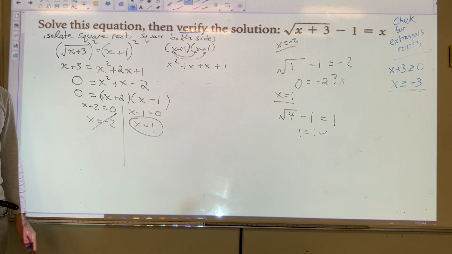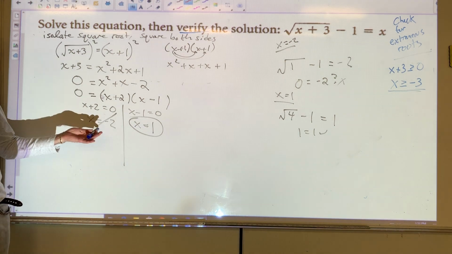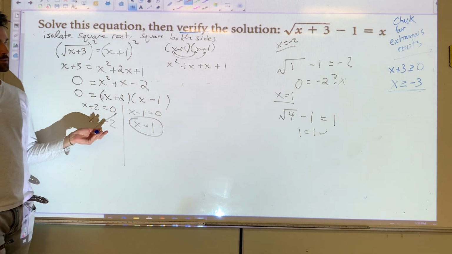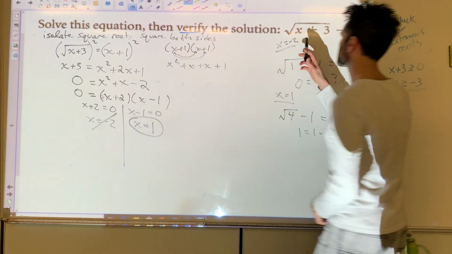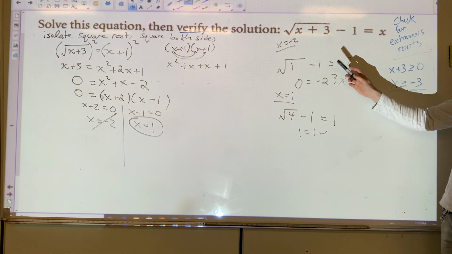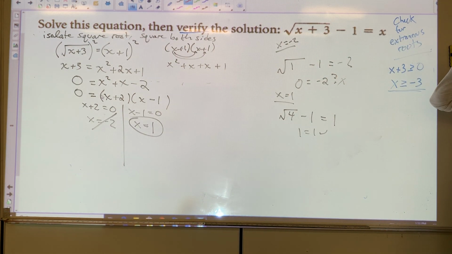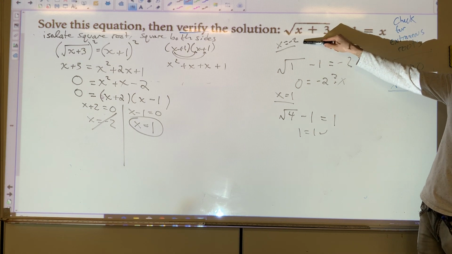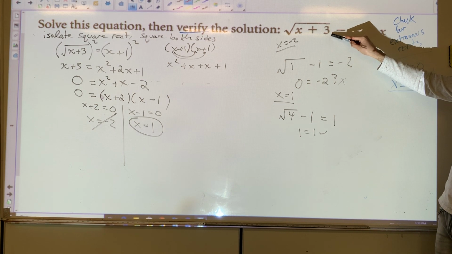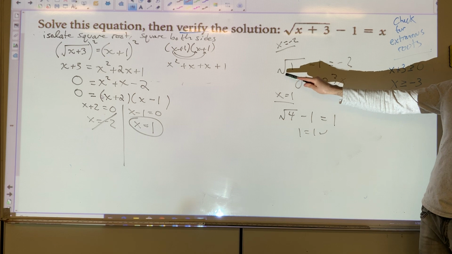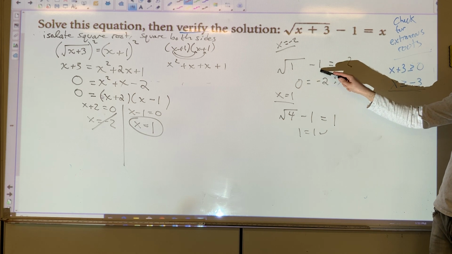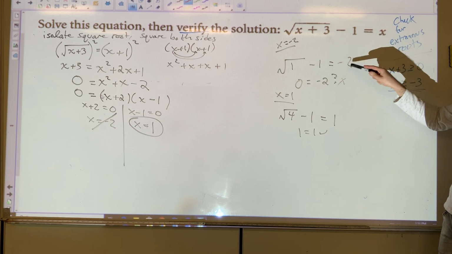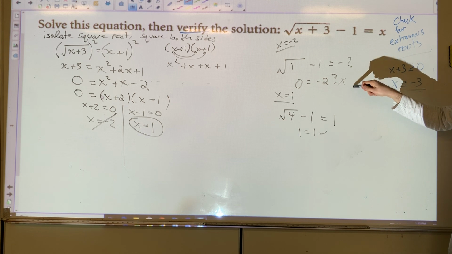Can you go over verifying? Yeah, so to verify it, I'm simply taking my x intercepts that I found, and I'm substituting them back into the original equation, and making sure that you get left side equals right side. So for x equals -2, I did -2 plus 3, and that gave me 1. Then I checked, is the square root of 1 minus 1 equal to x, which was -2? The answer is no, it wasn't.